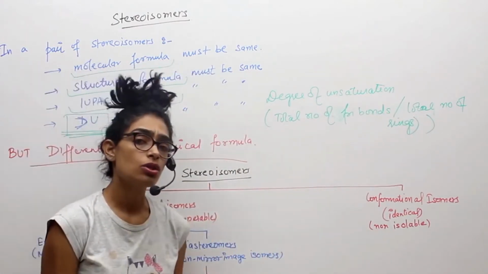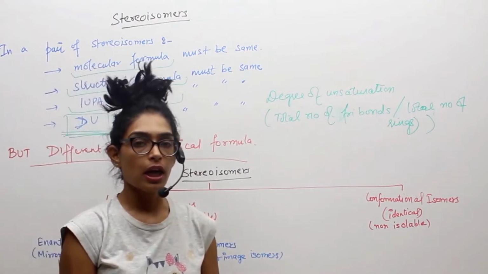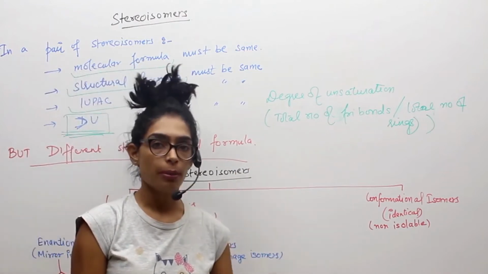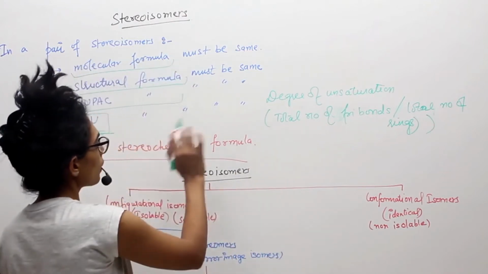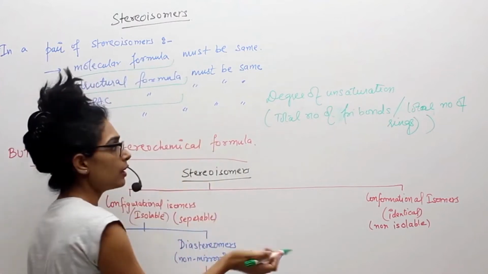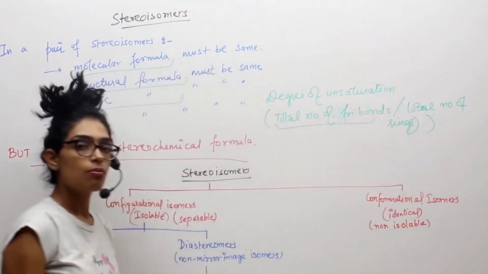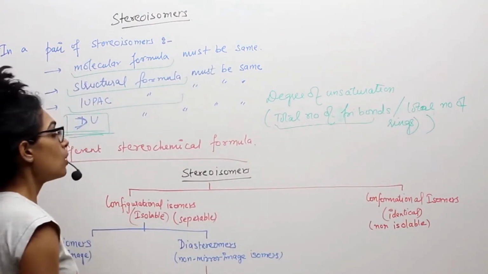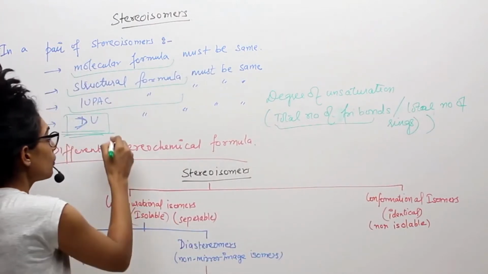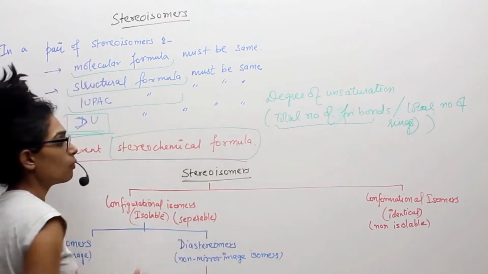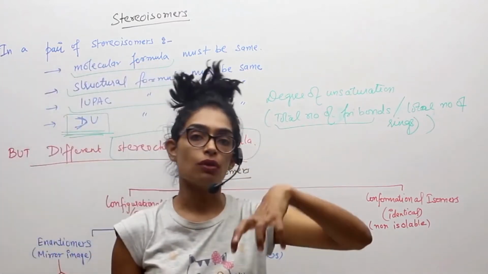We have not done much about degree of unsaturation yet. I'll be doing this as a separate topic. But for now, just to get a small idea, degree of unsaturation is just a representation of the number of pi bonds and the number of rings in the molecule. So that will also remain the same. What will be different is your stereochemical formula. What is the stereochemical formula? A 3D representation of a molecule.